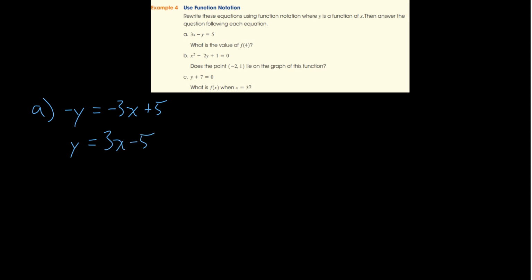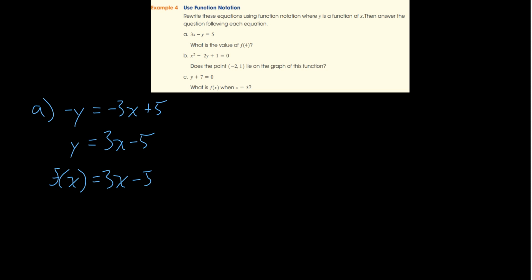Okay. And then once I get to that point, I'm going to rewrite this equation. It says rewrite these equations using function notation. I told you before, y and f of x are essentially interchangeable. So I'm going to rewrite that as f of x is equal to 3x minus 5. Okay, so that was me rewriting the equation as a function of f.